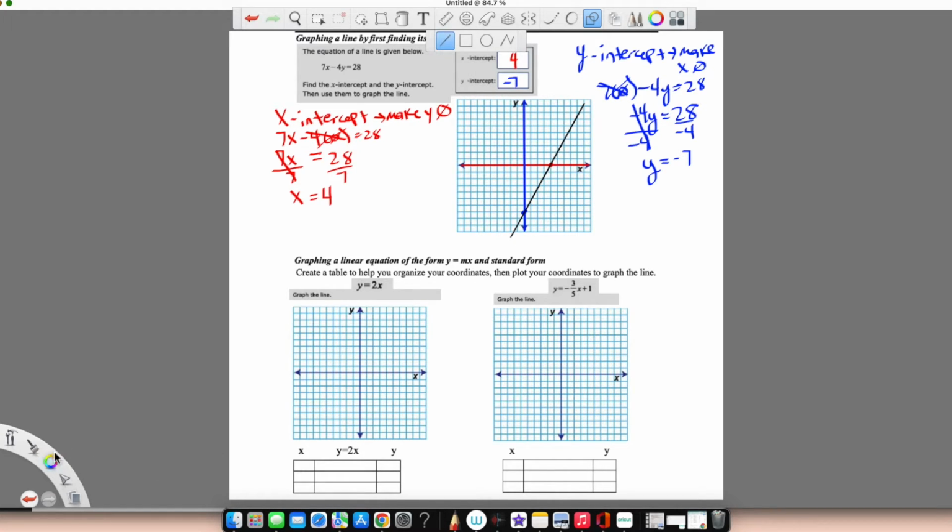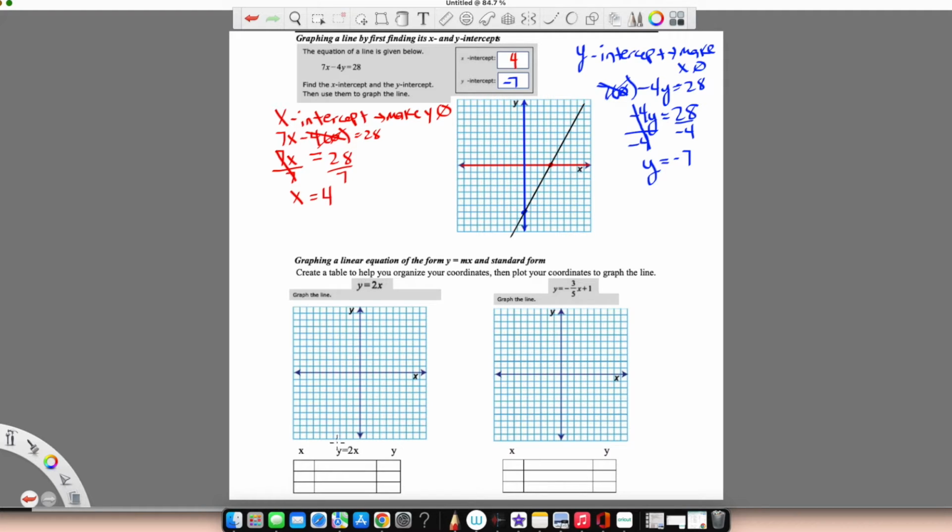Alright. So now we're going to graph a line using a table. So we create a table to help organize your coordinates, and then we're going to plot the coordinates to graph the line. So you can see I've created the tables for you. I did not put the equation on the second one because it was kind of starting to get to the point of students writing it on their own.